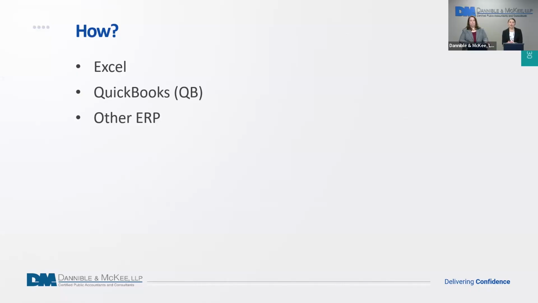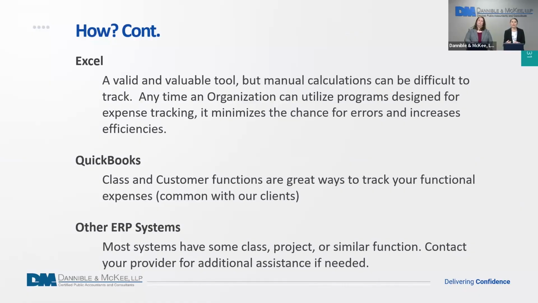So a minute ago we talked about the allocation methods. Here, what tools do I use to allocate items? Common tools include Excel, QuickBooks, and other ERP systems. Today we're going to talk a lot about QuickBooks because it is the most commonly used with many of our clients, but there are a lot of ERP systems out there with a lot of good options.